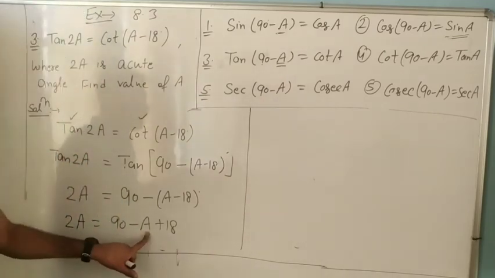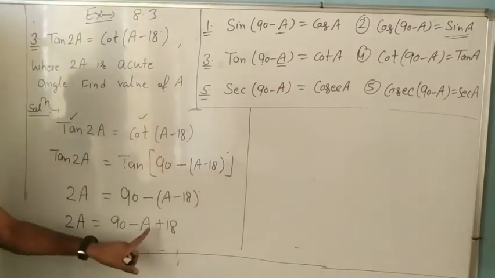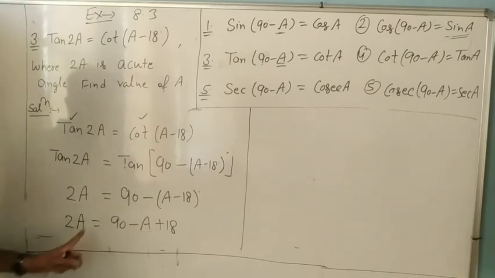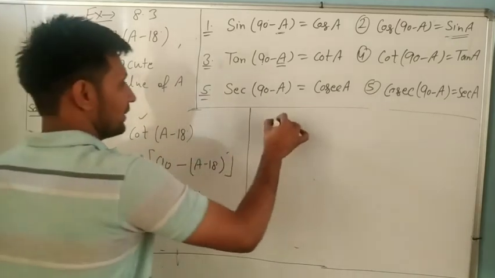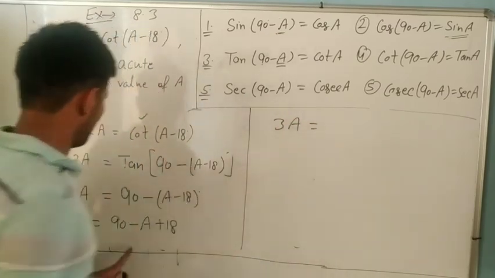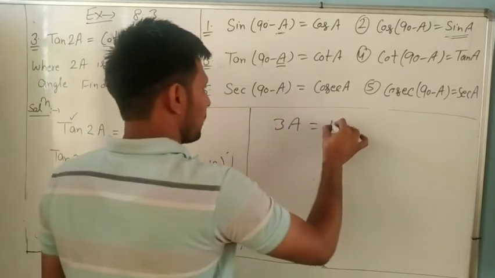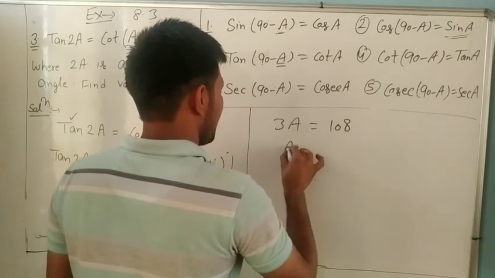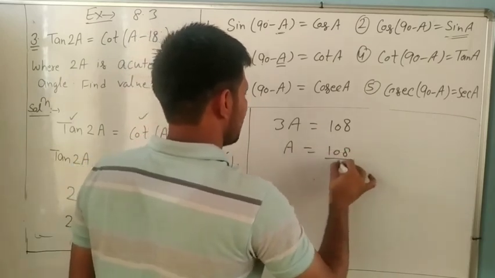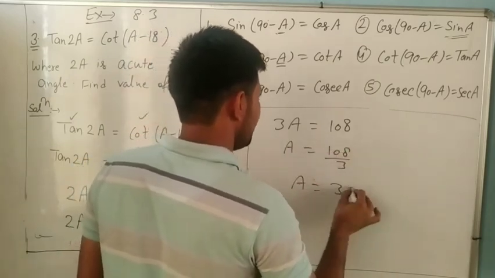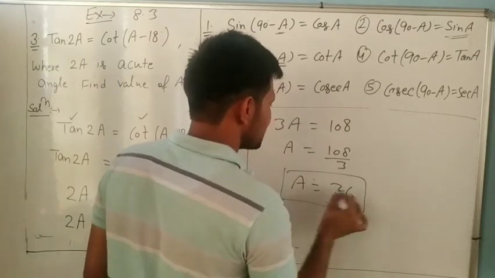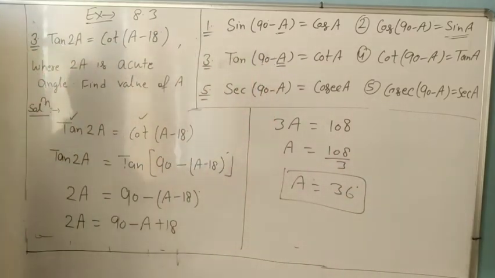So we will write, look at 2a. We want to find a on the right side. A is negative here, so on the other side it is positive. 2a plus a, 3a equal to 90 plus 18, 108. So a is 108 divided by 3. What is a? A is 36 degree. How much? A is 36 degree.